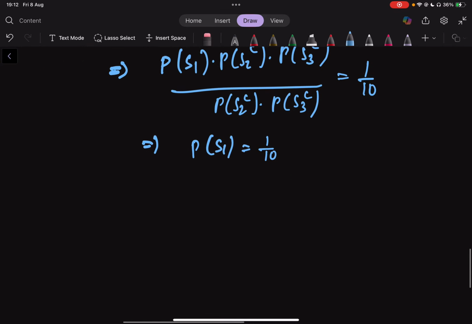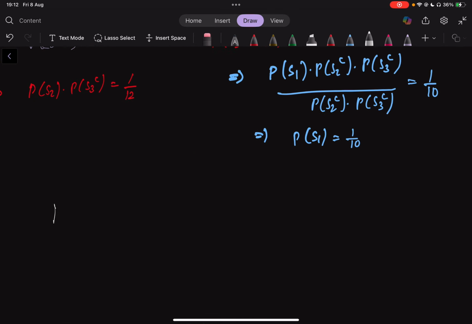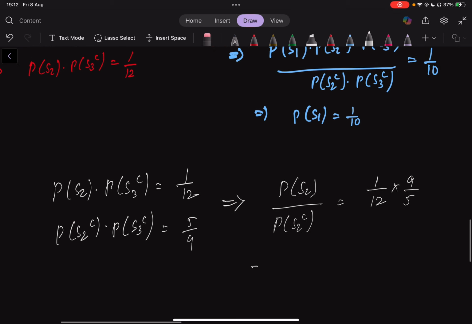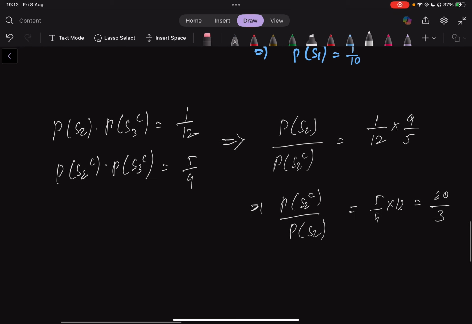So essentially we now have two equations. The probability of S2 into the probability of S3 complement is 1 by 12, and the probability of S2 complement into the probability of S3 complement is 5 by 9. If we divide these two equations, we get the probability of S2 by the probability of S2 complement equals 1 by 12 into 9 by 5. So the probability of S2 complement by the probability of S2 equals 5 by 9 into 12, which is 20 by 3.